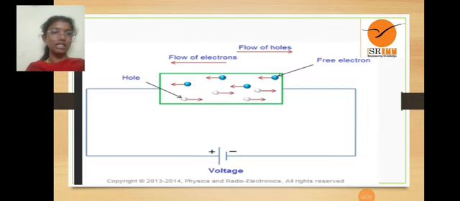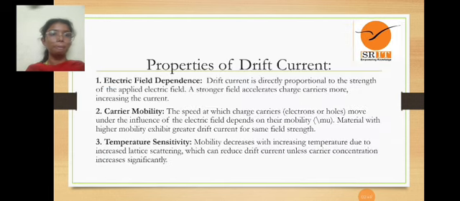Here we can see the drift current mechanism. In this way, the electric field was applied. We can see here the flow of the electrons is opposite to the electric field, and the flow of holes is also in the same direction as the electric field.